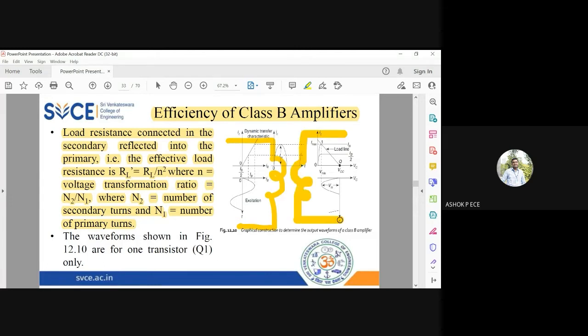See, we use a transformer to boost the coupling efficiency of your device. That is the reason why we are going for transformers. Transformers always boost your efficiency. The only drawback is they are bulky, so you cannot make your circuit compact whenever you are going to use transformers. That is the only drawback of using transformers.